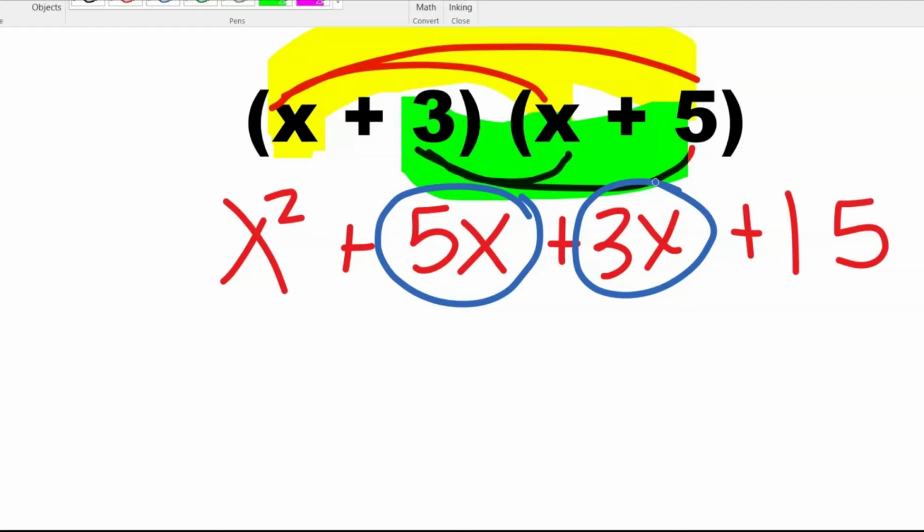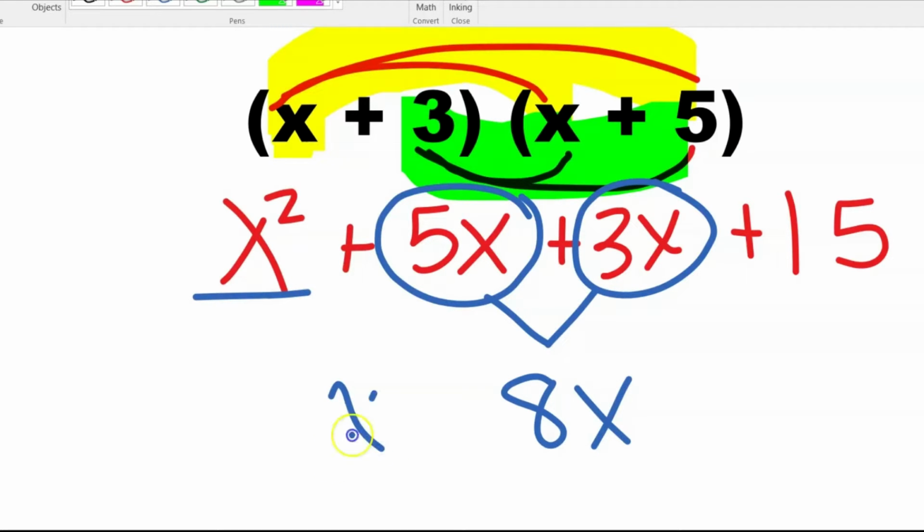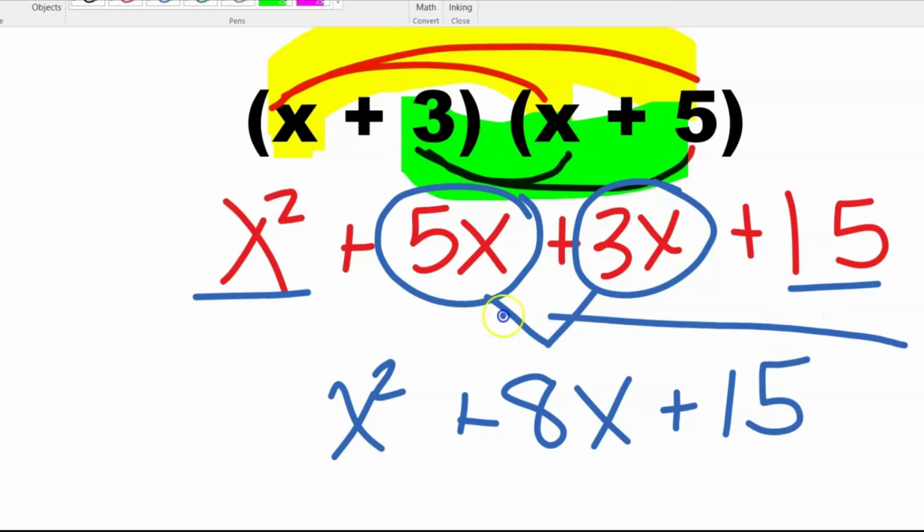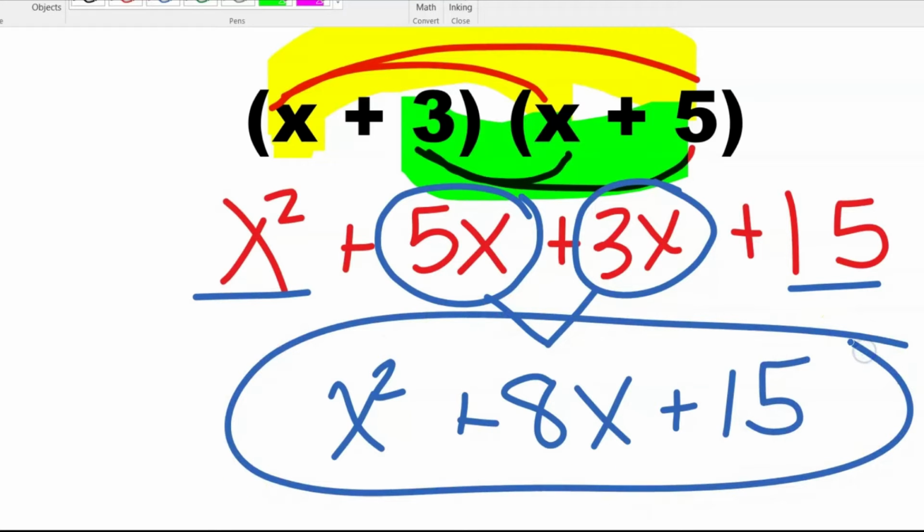Whatever x is, they're the same. I can add those together and I would get 8x. Nothing else has like terms. There is nothing else x squared, so I just bring that down. And there's no other constants or whole numbers, so I would just bring that down. So this would be my final answer. I've combined my like terms. I've distributed twice, and that's as far as I can go with this.